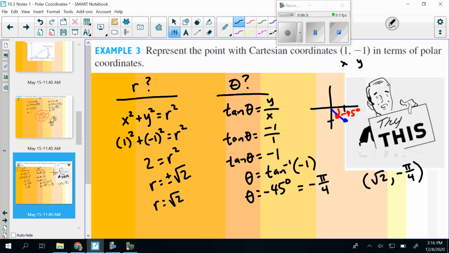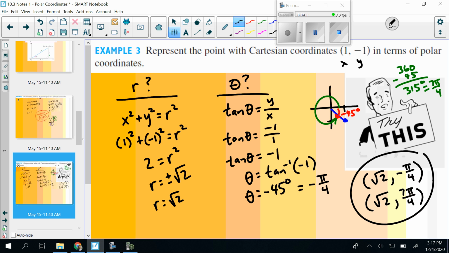If you'd want to, you could find that coterminal angle, what's going to take us this way around to end up at that same spot. So to do that, you could do like what's 360 minus 45, which would be 315. And then if you convert that over, 315 degrees would be the same as 7pi/4. So then you could also list this as (square root 2, 7pi/4). So either one there would work as an answer.